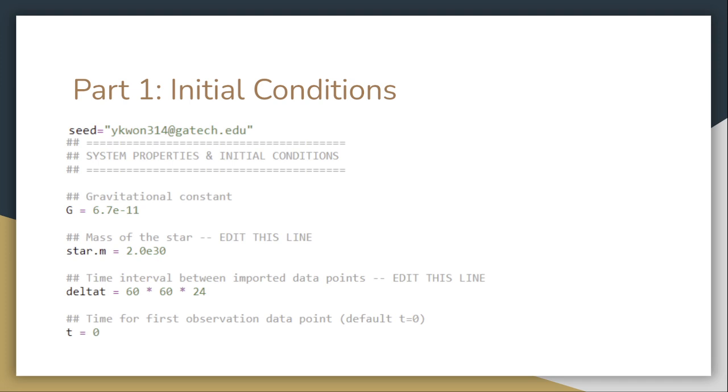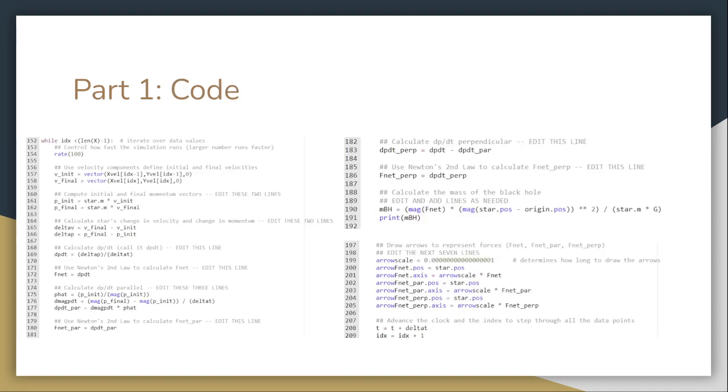These were the initial conditions updated for part 1 for the seed, star, the mass of the star, and delta t. This was the code for part 1, where the momentum was calculated using mass times velocity, delta p was calculated using final minus initial, and F net was set to delta p over delta t.